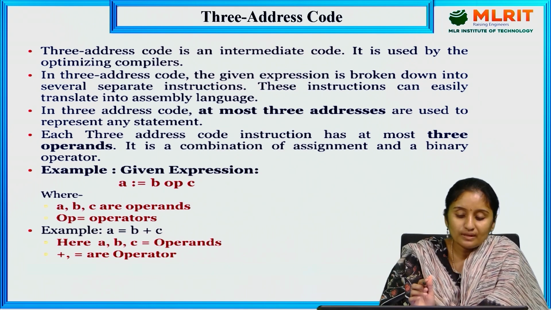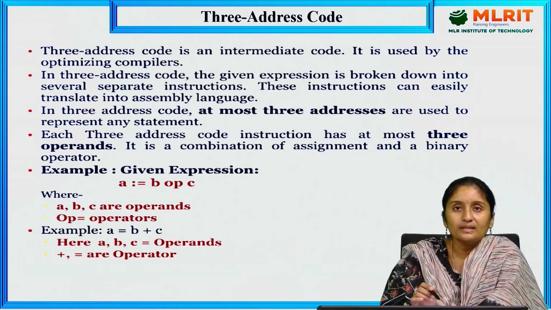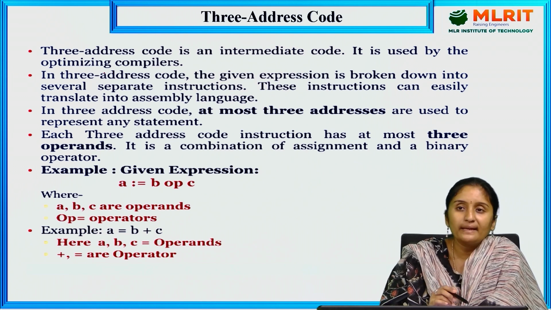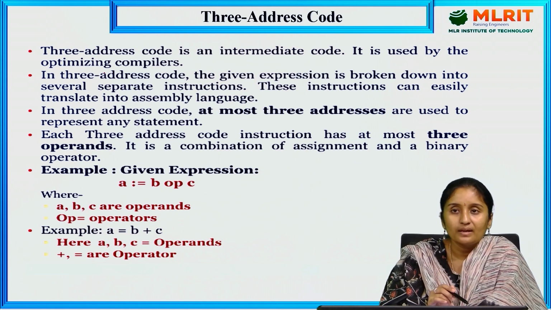So here, what is 3-address code? 3-address code is nothing but an intermediate code. It is generated in the fourth phase of compilation. It is used mainly for optimizing the compilers.